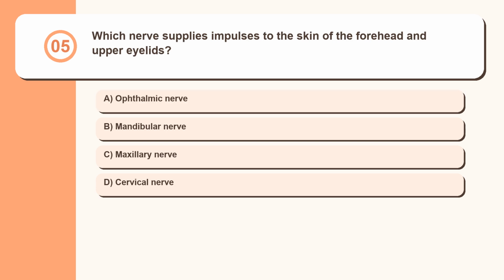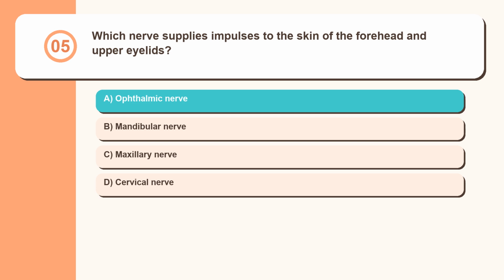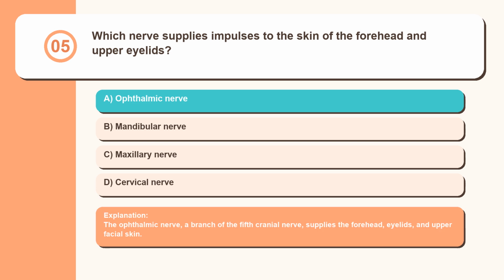Question 5. Which nerve supplies impulses to the skin of the forehead and upper eyelids? Ophthalmic nerve, mandibular nerve, maxillary nerve, cervical nerve. The ophthalmic nerve, a branch of the fifth cranial nerve, supplies the forehead, eyelids, and upper facial skin.